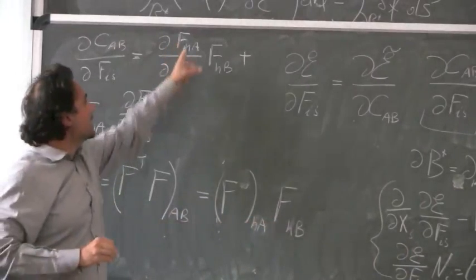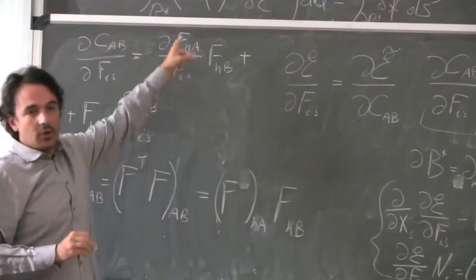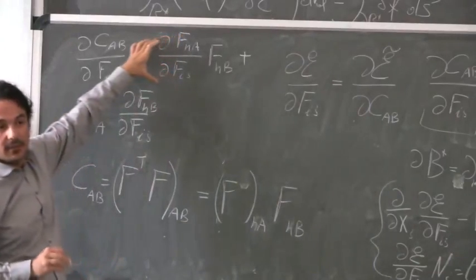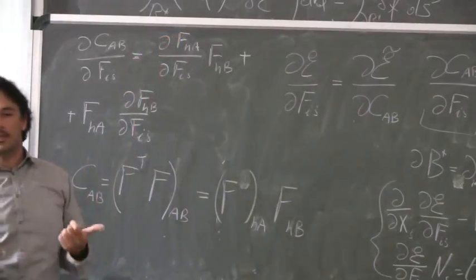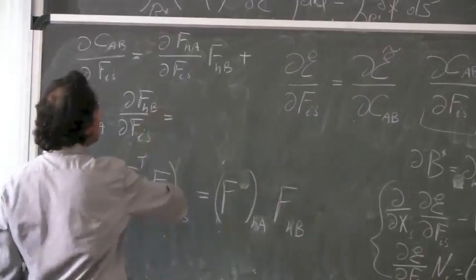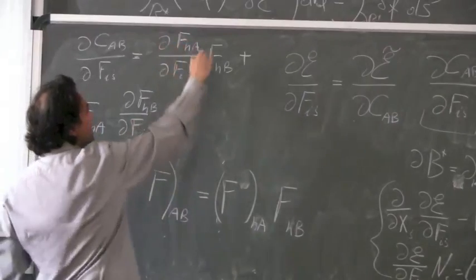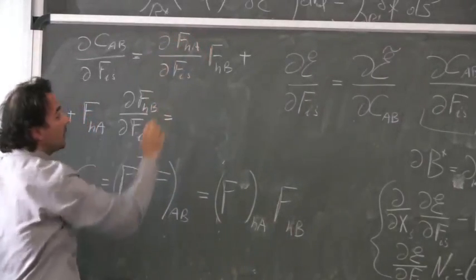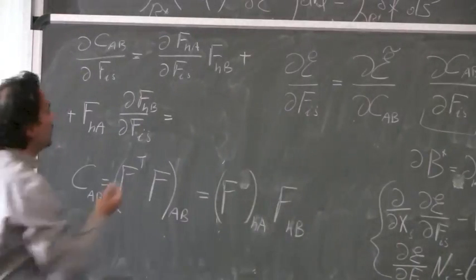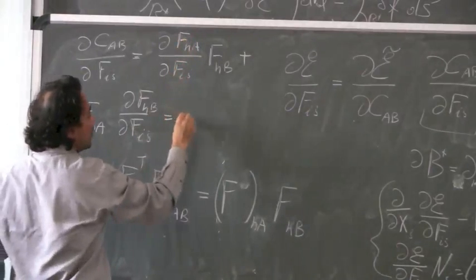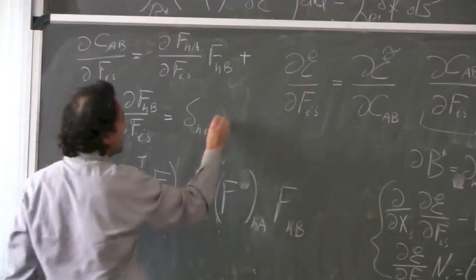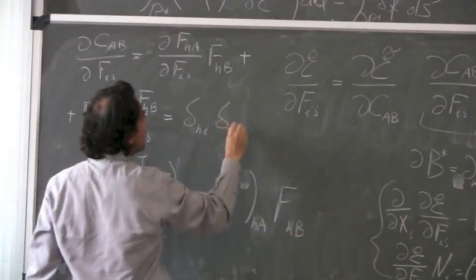But these are the same tensor. So this derivative is equal to 1 when the component is the same, and 0 when the components are different. That means that, in order to represent this tensor, you can use the Kronecker delta. So these components are the same only when H is equal to I and A is equal to J.